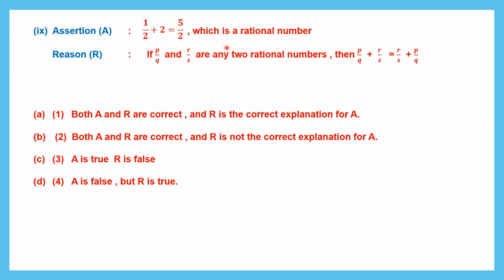Question 9. Assertion A states 1 by 2 plus 2 is equal to 5 by 2, and 5 by 2 is a rational number. Now here let's add it up first of all and see. So 1 by 2 plus 2.